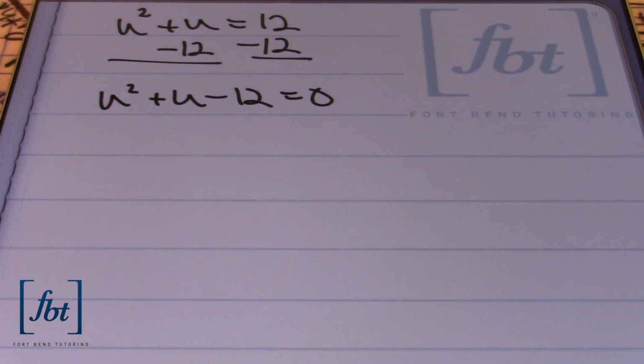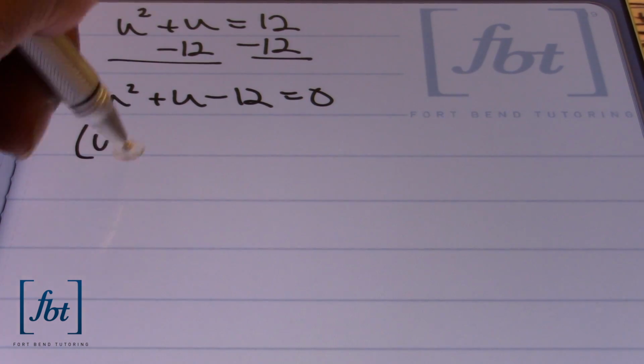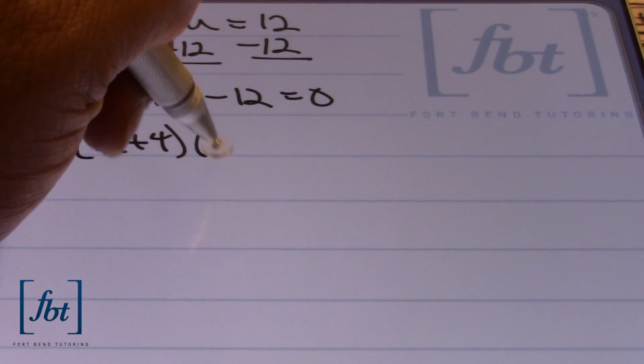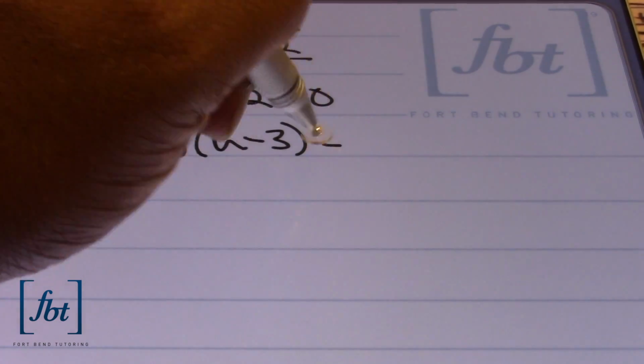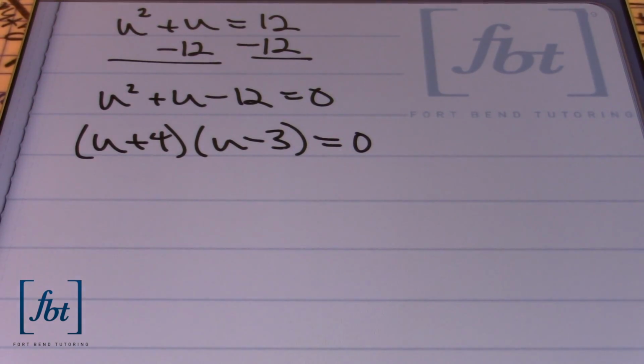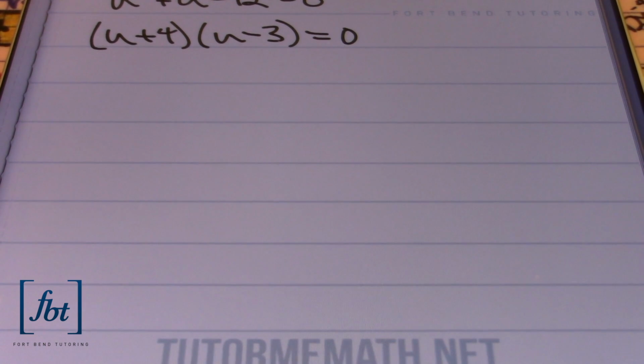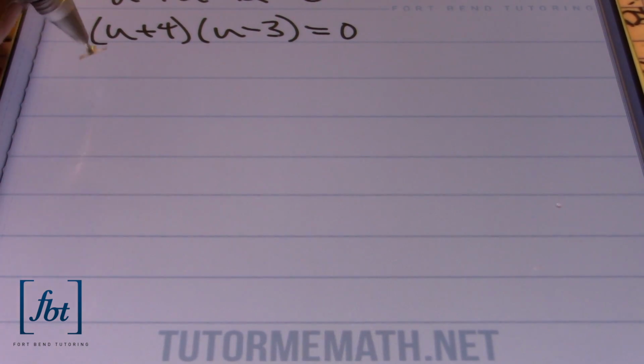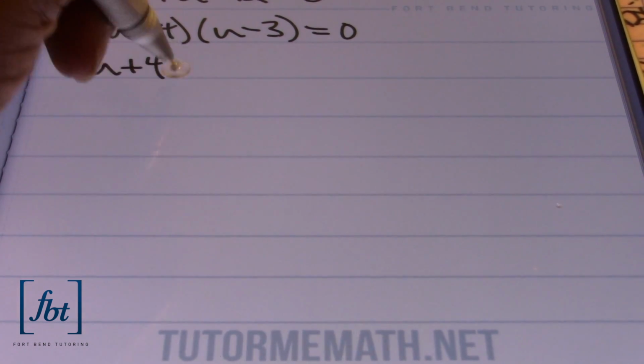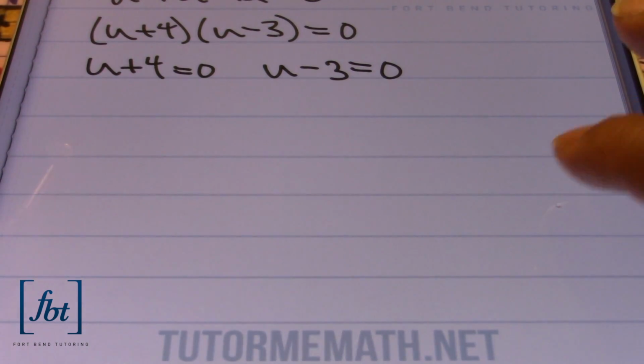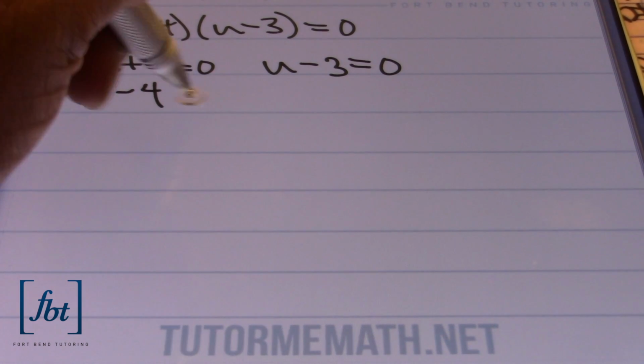And now we have a quadratic equation that is factorable. Thank you, Jesus. We can factor this. This is going to be 4 and 3. So we'll have (u + 4)(u - 3) = 0. Now I'll be setting both of these factors equal to 0 and solving. We'll have u + 4 = 0 and u - 3 = 0, and then I'll be solving for u in each of these equations.